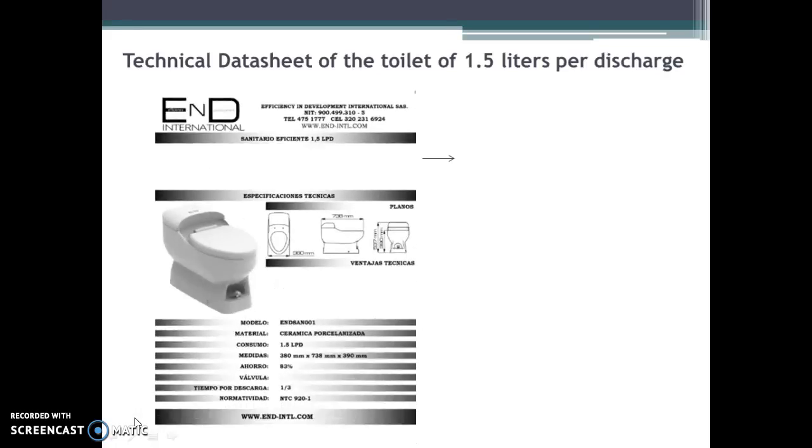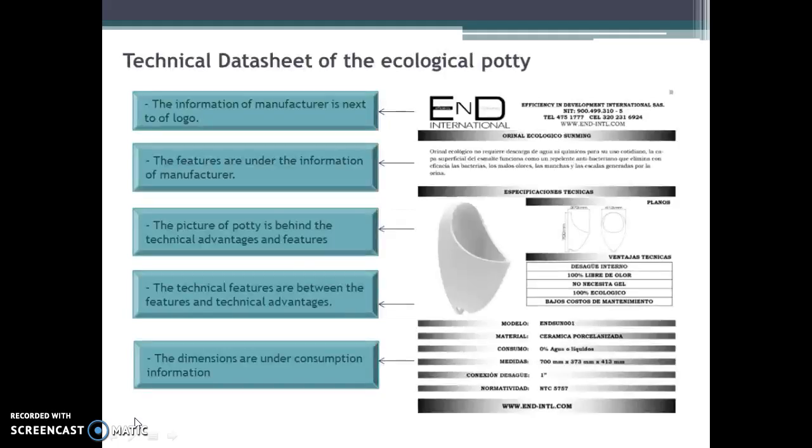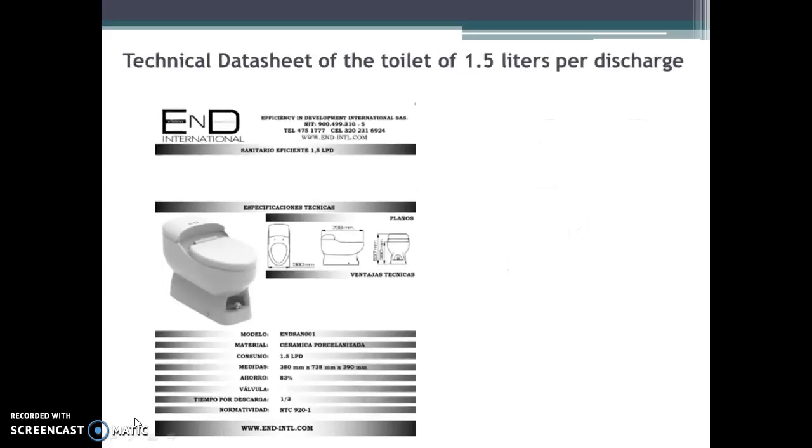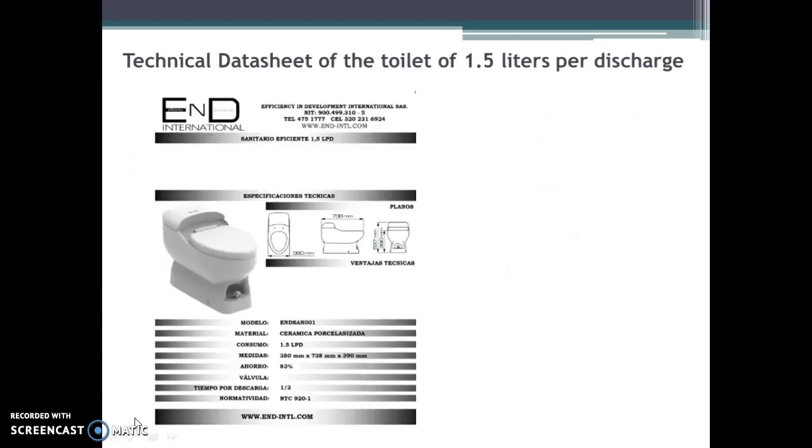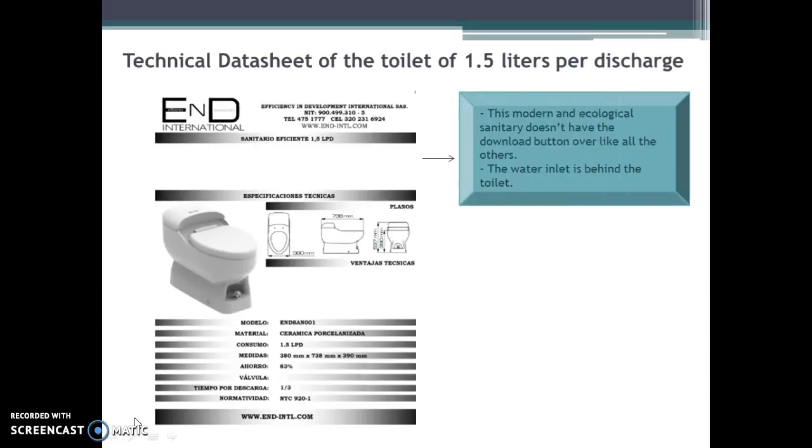It is a technical datasheet of the toilet of 1.5 liters per discharge. In this case of product, after a technical datasheet of the ecological purity and the technical datasheet description. In this case, a technical datasheet description of a product. This modern and ecological sanitary doesn't have the download button over it like all the others.